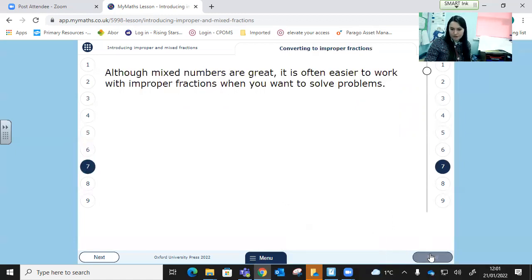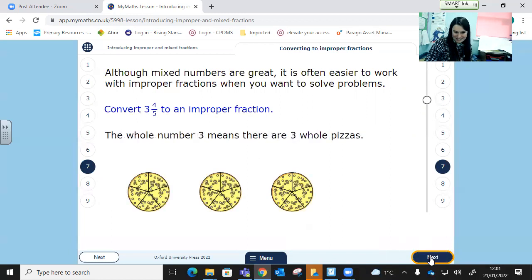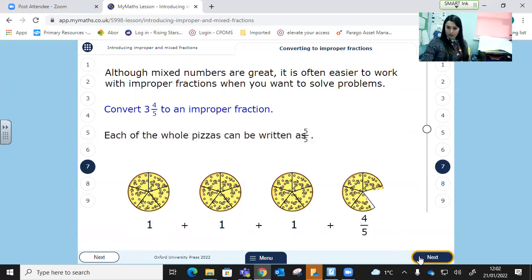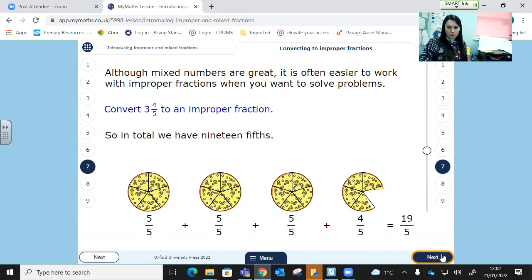Now let's go the other way. This time we've got a mixed number. So let's get our pizzas out again. There are 3 wholes, that's that big number, 3 whole pizzas, and there are 4 fifths. So that means all of them are in fifths, even the 3 wholes. All we need to do is work out how many fifths altogether for our improper fraction. So there's 1 whole, 2 wholes, 3 wholes, and the 4 fifths, which could be written as 5 fifths here, 5 fifths here, 5 fifths here, and then the 4 fifths. So if we count that up, 5, 10, 15, 16, 17, 18, 19 fifths altogether.